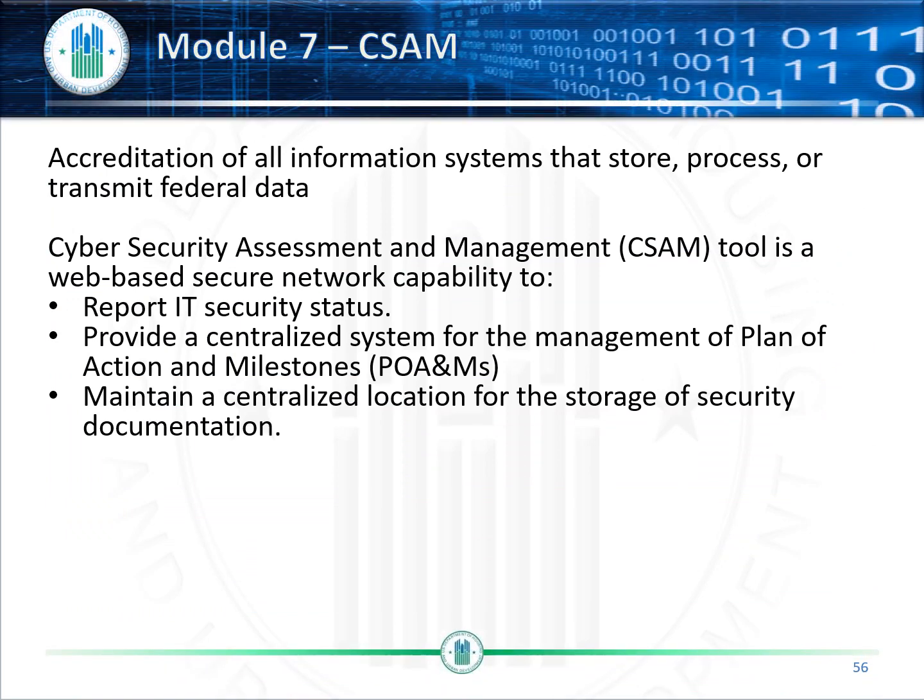FISMA and OMB Circular A-130 Appendix 3 require management authorization or accreditation of all information systems to store, process, or transmit federal data. The CSAM tool provides federal agencies, program officials, and IT security managers with a web-based secure network capability to assess, document, manage, and report on the status of IT security risk assessments and implementation of NIST and federal standards and policies. CSAM also provides a centralized system for the management of POAMs, to include creating, tracking, and closing.